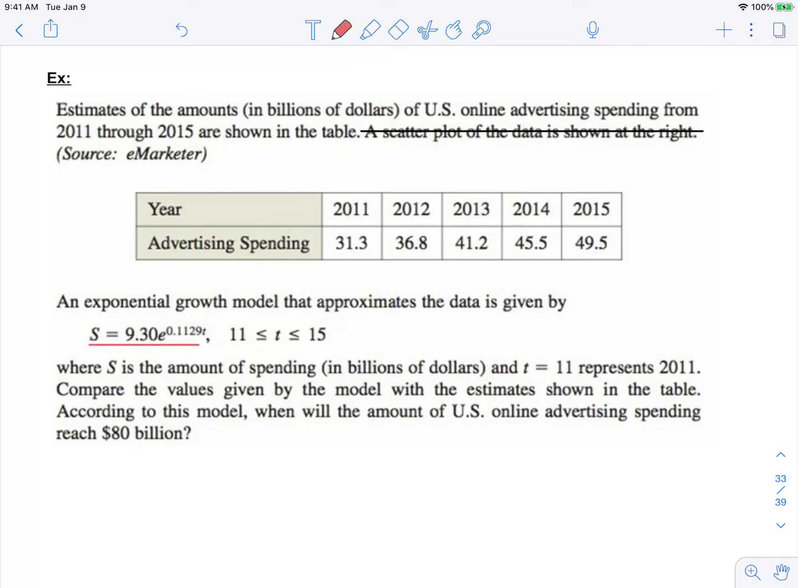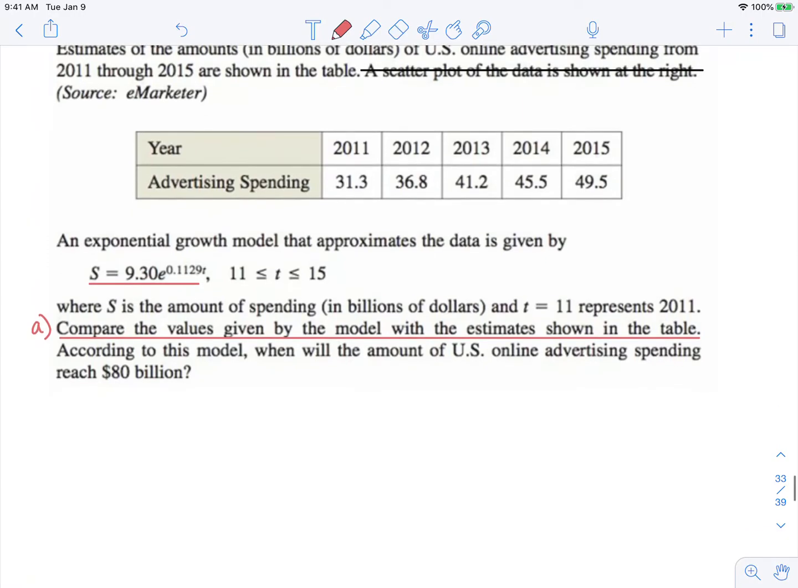They've used their regression feature to come up with this exponential growth model, where S is the amount of spending in billions of dollars, and t equals 11 represents 2011. So this problem's kind of split into two parts. Part A is asking us to compare the values by the model with the estimates in the table. So what we need to do is store this function in our calculator, and then we're going to plug in different t values to compare with what's in the table.